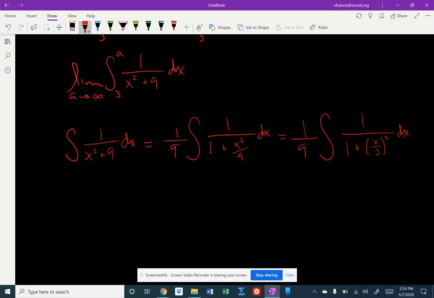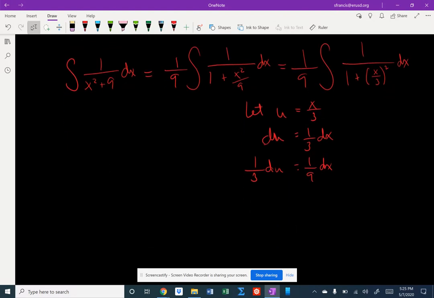I could rewrite x squared plus 9 as 9 times the quantity 1 plus x over 3 squared. And then you could do a substitution there, letting u equal x over 3. So du is going to be equal to 1/3 dx. And we don't have that 1/3, we have a 1/9. So there's a couple different ways of handling that. You can multiply by 1/3 on both sides, and then you can replace the 1/9 dx with a 1/3 du, or you could have just multiplied both sides by 3. Either way is acceptable. It doesn't really matter.